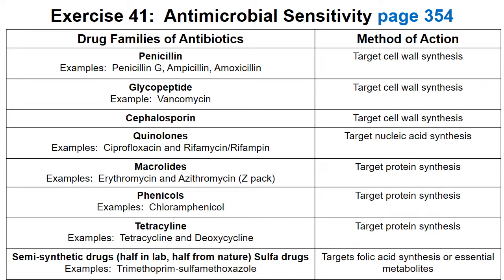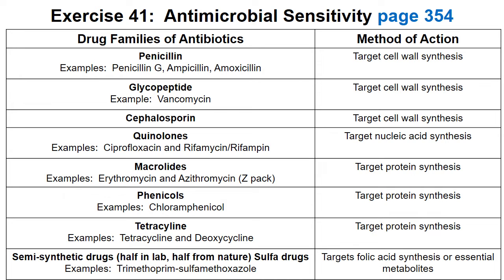Macrolides, phenicols, and tetracycline, their method of action is all to target protein synthesis. Again, this would be translation, because you should recall from the genetics unit, translation is the genetic process that produces a protein. So they interfere in different ways. It might be the ribosome, it might be the binding of the polypeptide chain, it just kind of depends, but they all interfere in some form of way in protein synthesis or translation.